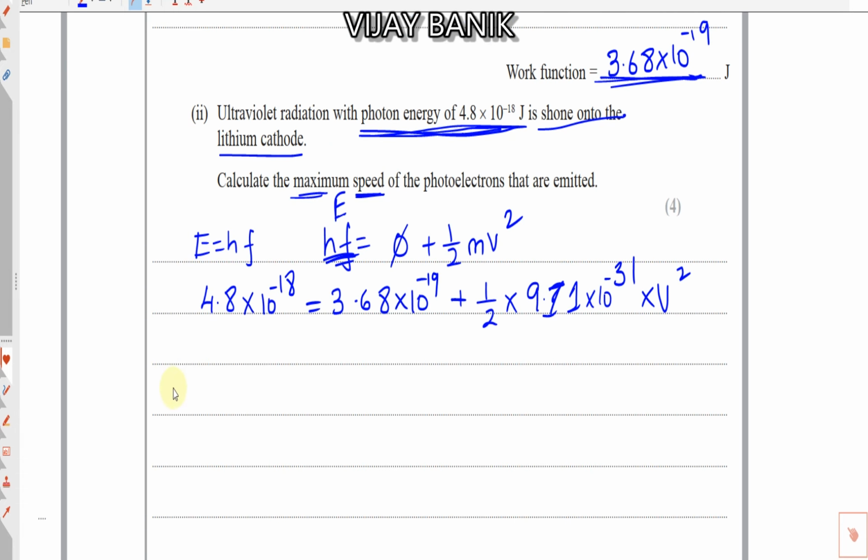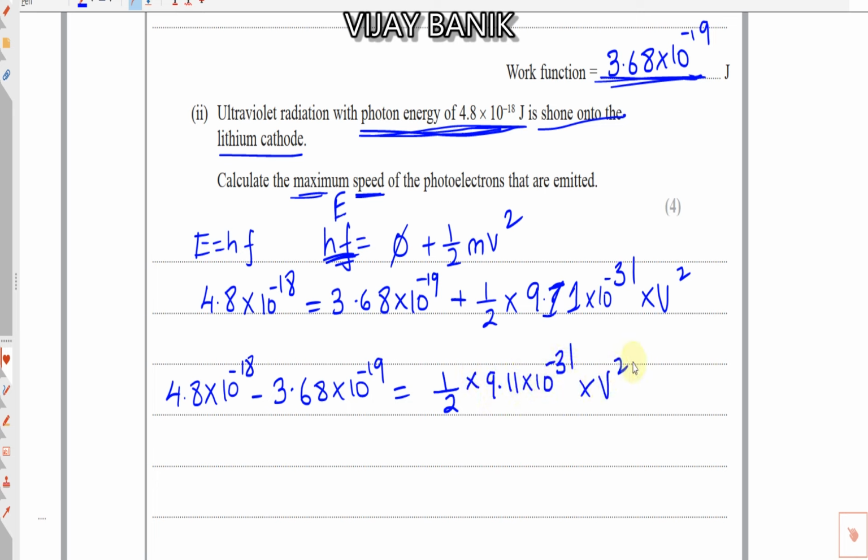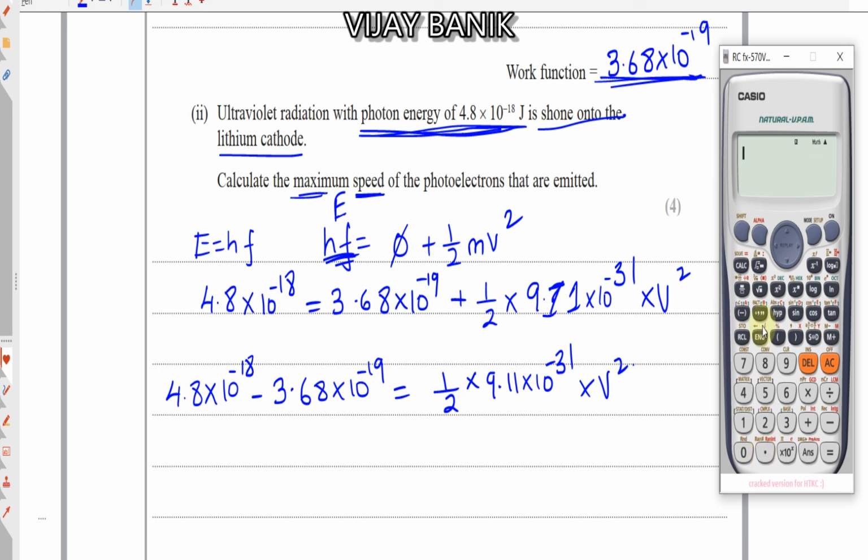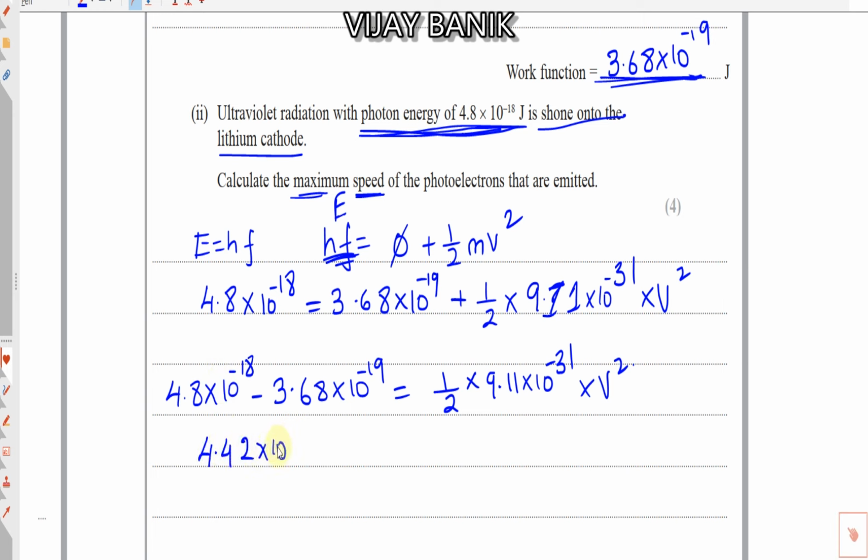Okay, now the first thing you need to do is 4.8 into 10 raised to minus 18 minus 3.68 into 10 raised to minus 19 equals half into 9.11 10 raised to minus 31 into v square. So let's do this in calculator. Let's do this in bracket. 4.8 10 raised to minus 18, close bracket, minus 3.68 into 10 raised to minus 19. How much did we get? 4.42 10 raised to minus 18.